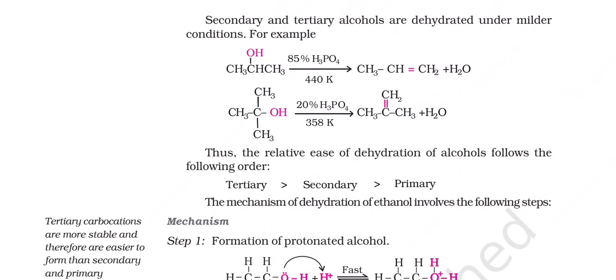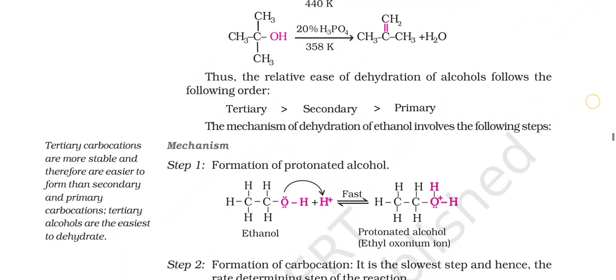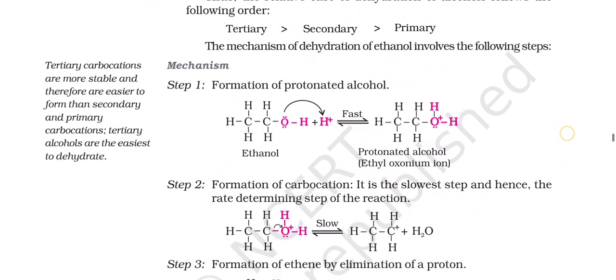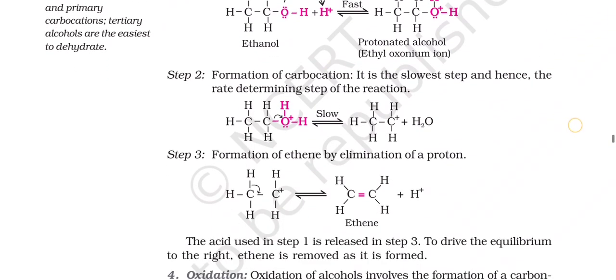Ethanol undergoes dehydration by heating it with concentrated H2SO4 at 443 Kelvin. Secondary and tertiary alcohols are dehydrated under milder conditions. Thus the relative ease of dehydration of alcohols follows the order: tertiary, secondary, primary. The mechanism of dehydration of ethanol involves the following steps.